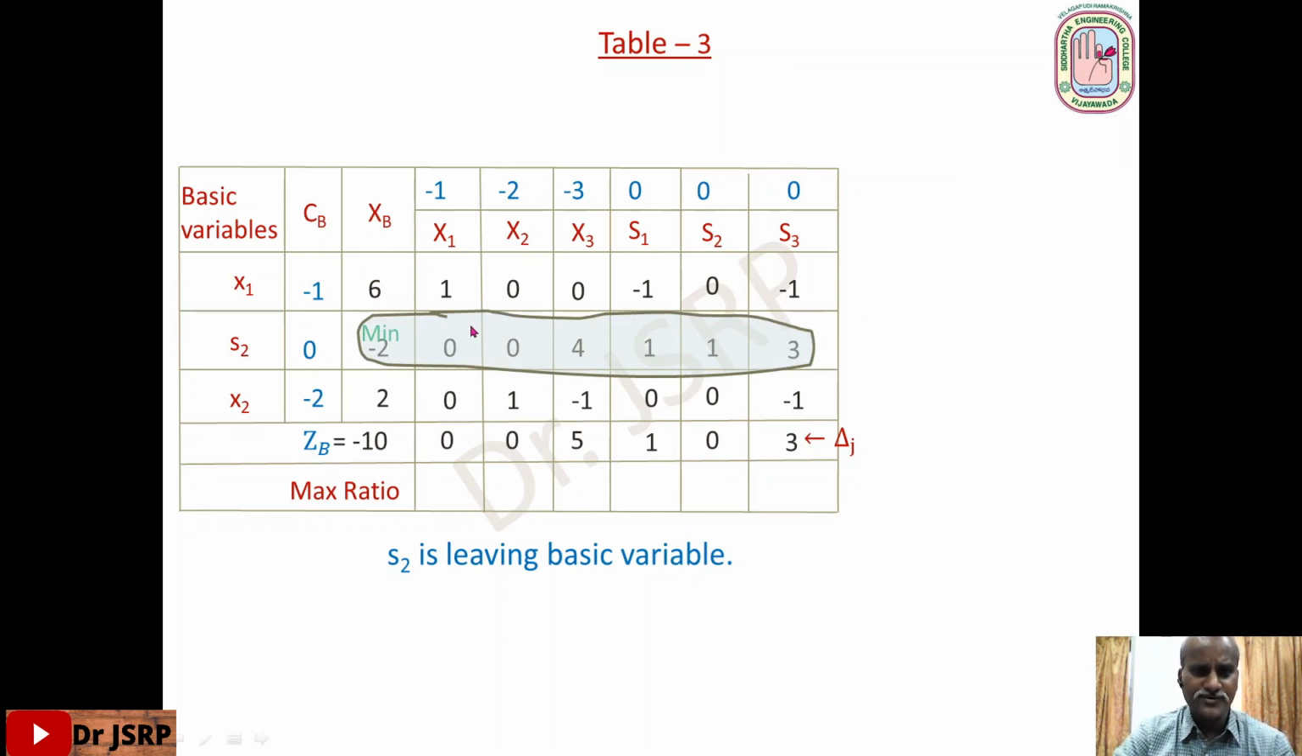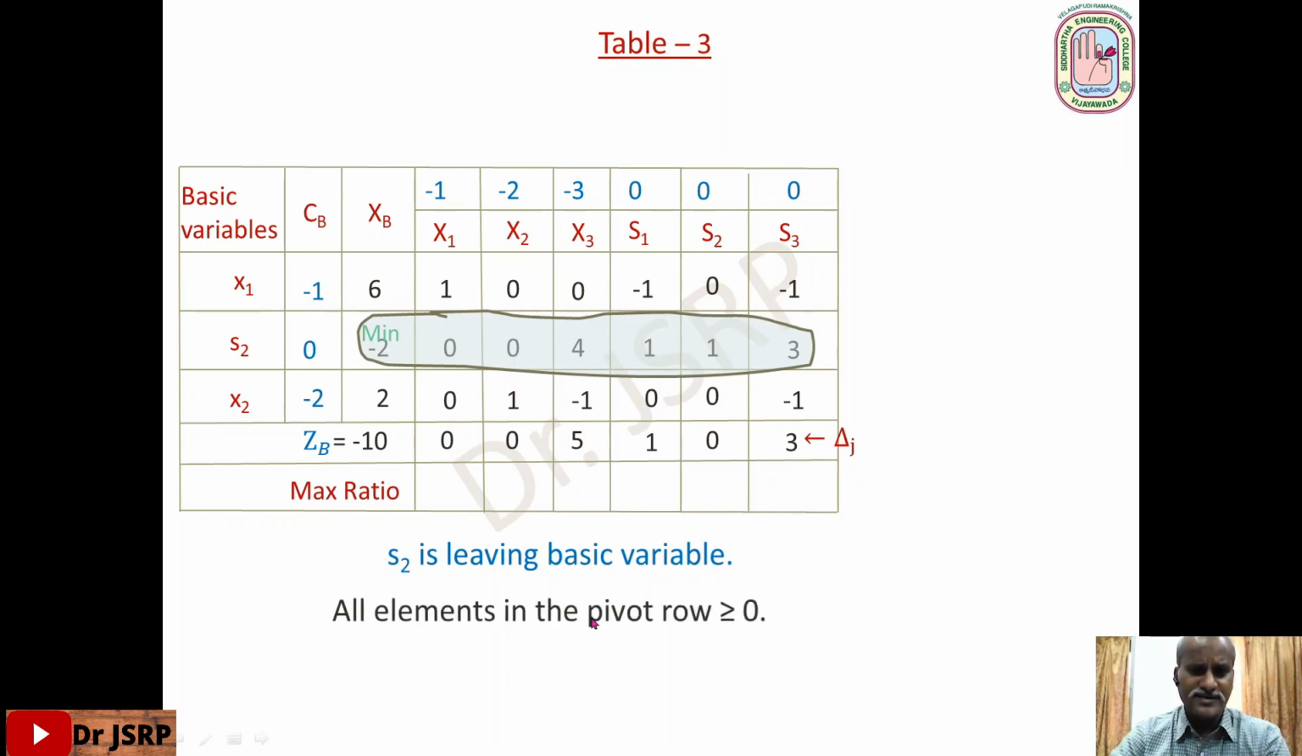Now observe the entries in the pivot row. All entries in the pivot row are greater than or equal to 0. There is no negative entry. So you need not consider this. This is the solution. We have to consider from this part only.